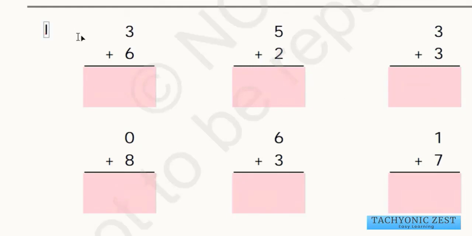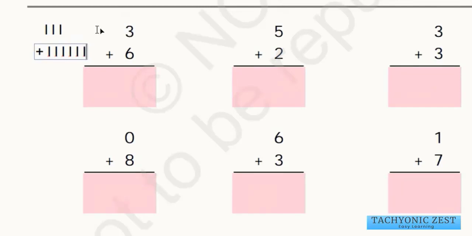So at first we have 1, 2, 3. So we have 3 sticks. Now what we'll do is we are adding how many more sticks? So we are adding 6 more sticks here. So what we will do is we will draw 6 more sticks. So 1, 2, 3, 1, 2, 3, 4, 5, 6.